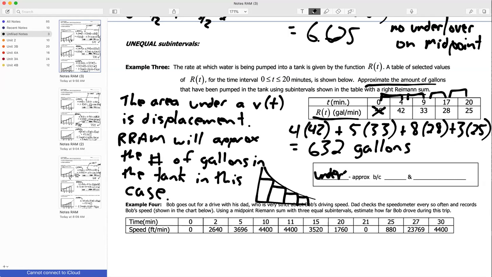And my justification: because this is the right Riemann sum, it's an underapproximation, because R(t) is decreasing.